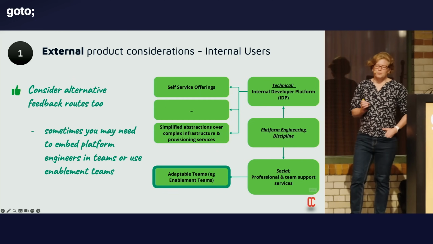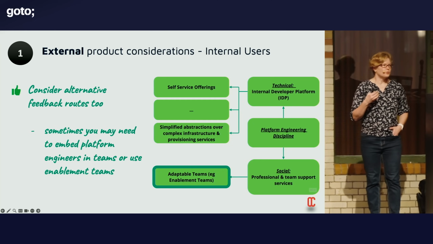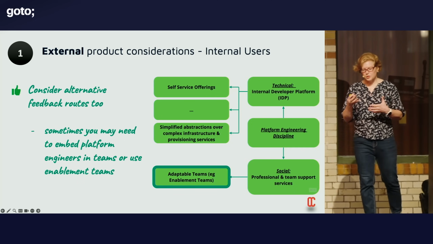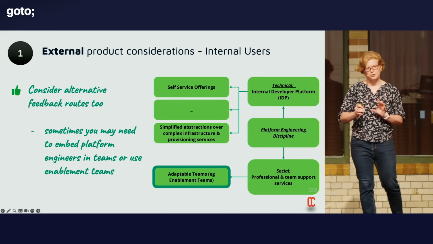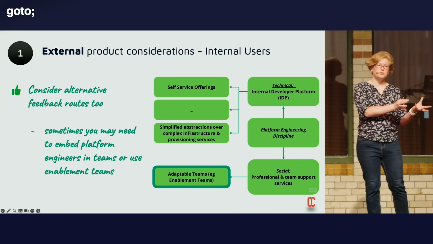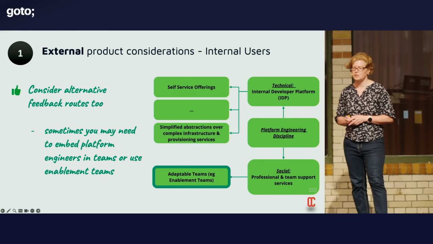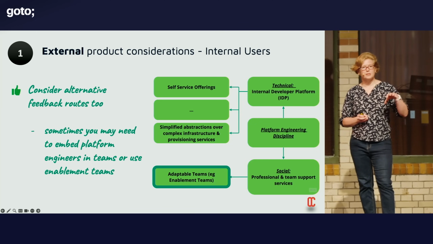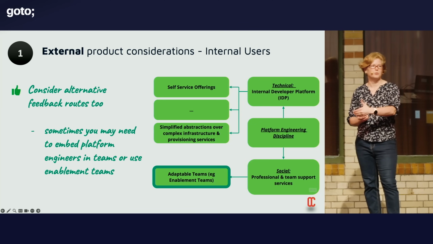Now, product thinking also provides you with a way to incorporate feedback loops into the life cycle. And when we're doing this from a platform perspective, we might need to think a little bit laterally, because there's not just user surveys, there might be other ways that we can incorporate feedback into the process. And one of the ways that you can do this is to maybe embed some of your engineers into some of the application teams to actually help them out.